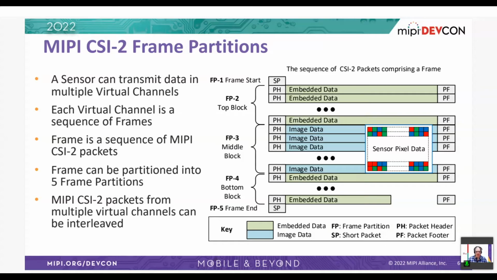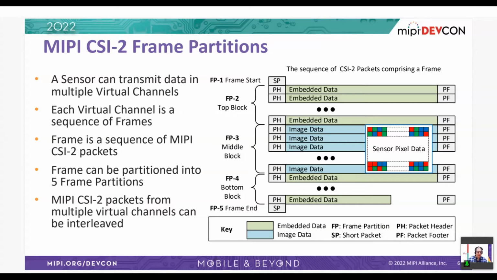So in particular, if you think of video data as a series of snapshots of frames, each frame is like one capture from the sensor. Each frame is a sequence of MIPI CSI-2 packets. It starts with a frame start packet up here at the top and on the right, and then has a frame end packet to finish the frame.